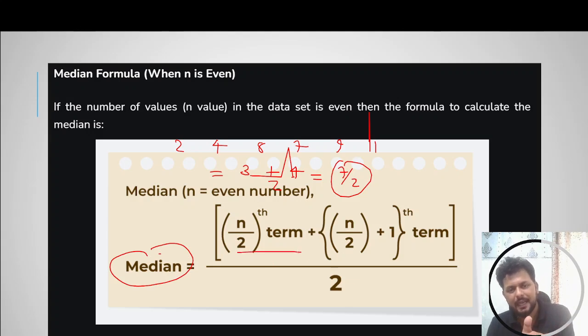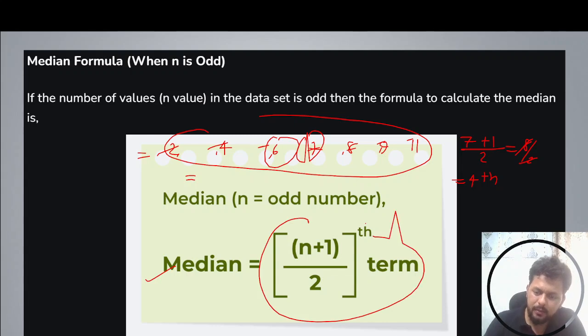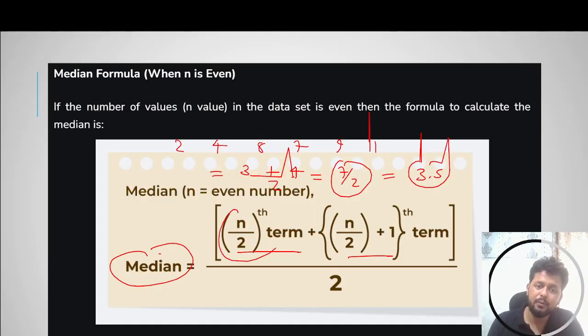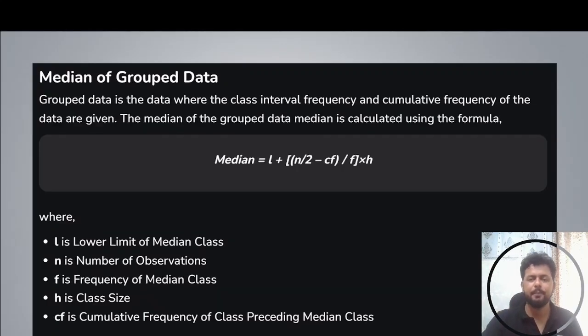Okay, we just add the third term and fourth term, and then divide by 2. So our final answer, the median, is 3.5. The median of the data is 3.5. I hope you understood. In this case we choose this term, but here we choose the n by 2 term plus the (n by 2 plus 1) term, upon 2. Whatever value we get, that is the median of our data.